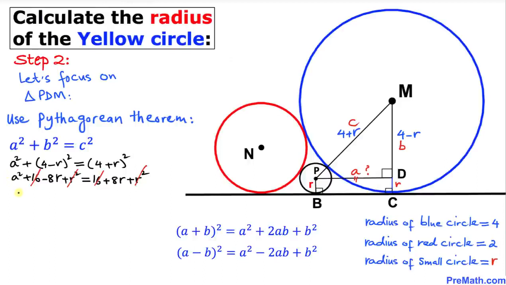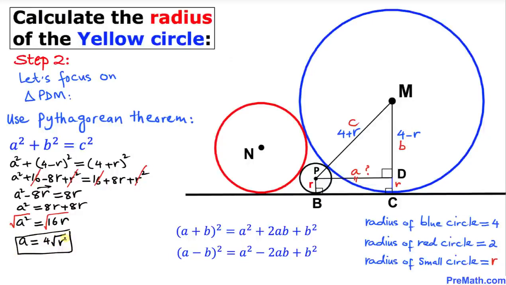So we ended up with a square minus 8r equal to 8r on the right hand side. Let's move this negative 8r to the other side. So a square equal to 8r plus 8r. So a square equal to 16r. So let's take the square root on both sides to undo this square. So in our case, a is going to be simply 4 times square root of r. This is our a value.